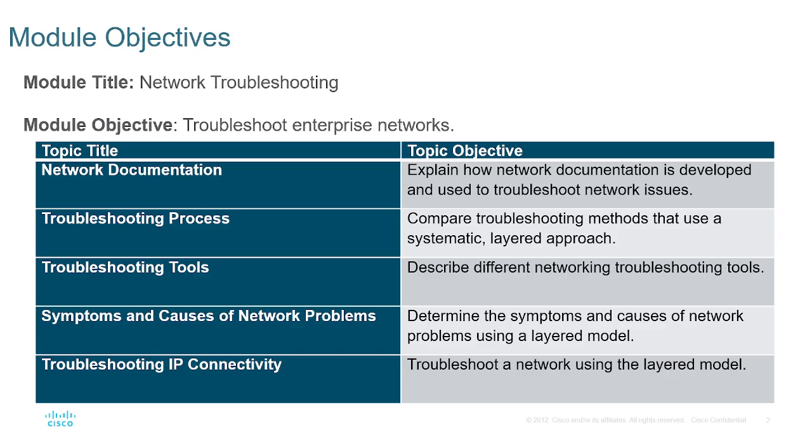IP connectivity. The topic objectives are: for network documentation, explain how network documentation is developed and used to troubleshoot network issues. Troubleshooting process, compare troubleshooting methods that use a systematic layered approach. Troubleshooting tools, describe different networking troubleshooting tools. Symptoms and causes of a network problem, determine the symptoms and the causes of a network problem, and so on. And troubleshooting IP connectivity, troubleshoot a network using a layered model.